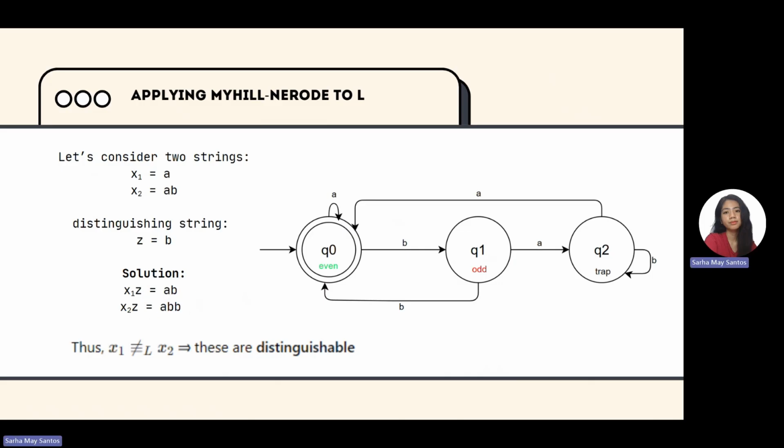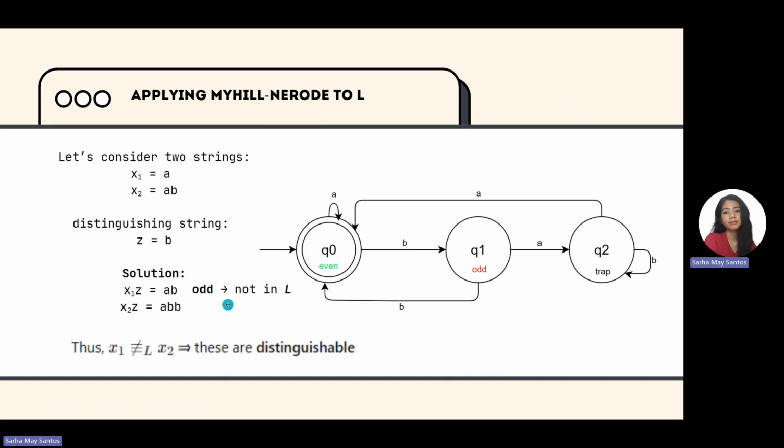Now to visualize the problem, we will be using a state diagram. Q0 represents the even number of B's, Q1 represents the odd number of B's, and Q2 is the trap state. Now let us try first the string AB. For the input A, we go to Q0 itself, and for input B, we go to Q1. Since Q1 is not an accepting state, and the string contains only one B, which is an odd number, it is rejected.